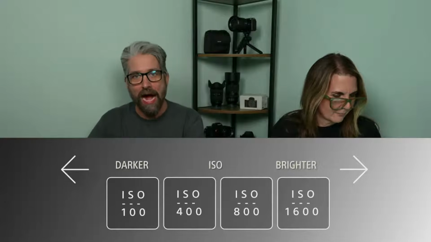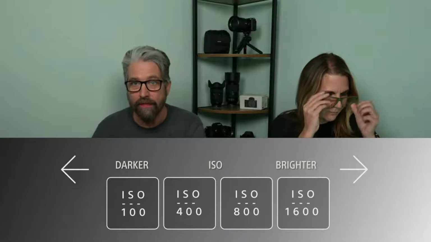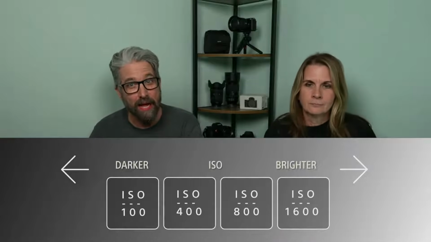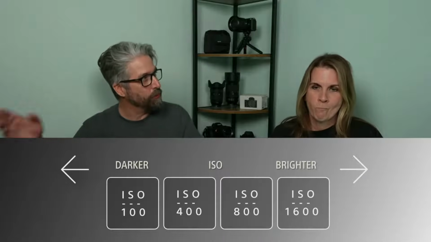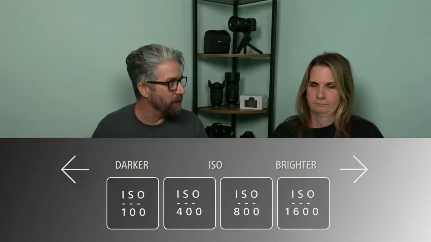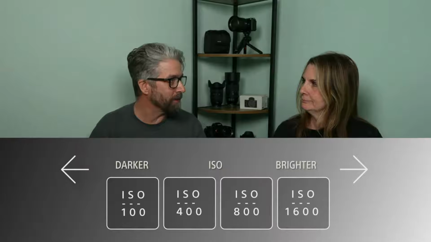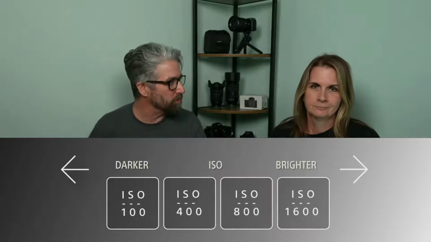So as you go to a higher ISO, it does brighten the picture, but at the same time, you're going to add noise into the picture. So you have to be aware as you get into those higher numbers on ISO that you could end up with a noisy picture, and that will cause some problems.